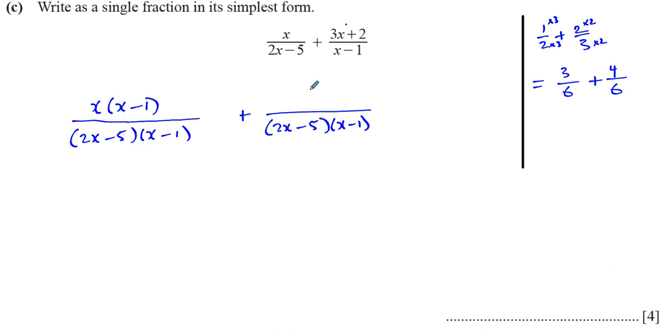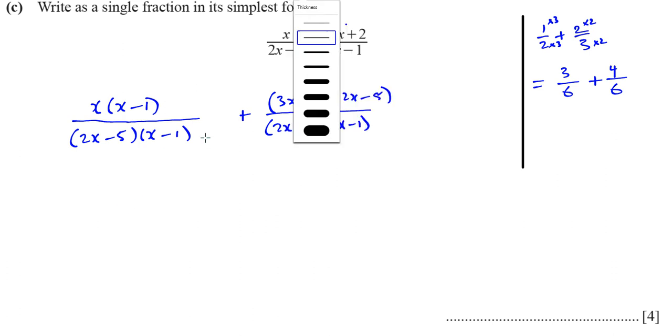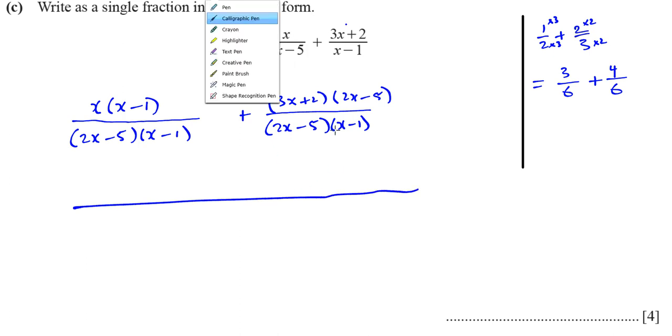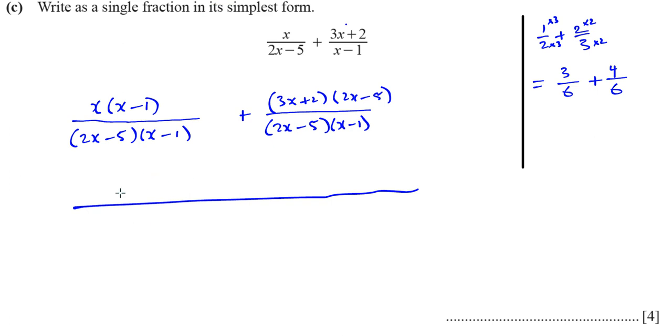And what about this one? Good, I have to multiply 3x plus 2 by 2x minus 5, because what did I multiply the denominator by? 2x minus 5. Okay, so now I can write this as one fraction. So we have here one fraction.